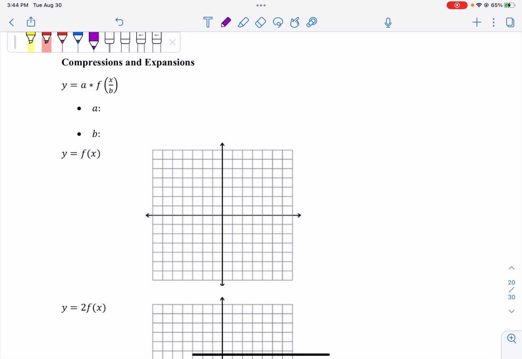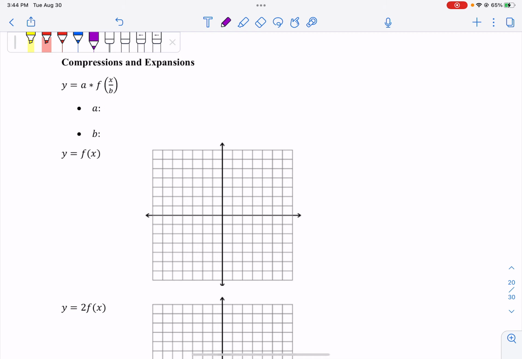For this video, we are going to cover compressions and expansions. So, we've done translations, we've done reflections, and now we're going to be doing compressions and expansions, which is a stretching, or I guess a thinning, of a function. We need to know y is equal to a multiplied by f of x over b.